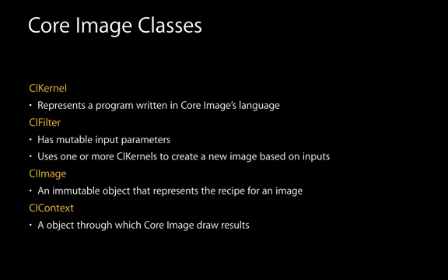Third key type is a CI image, and this is an immutable object that represents the recipe to produce an image. Just the act of creating an image does not necessarily do any real work. The actual work occurs when you render a CI image into a CI context, and that's the object through which you render results. So those are the basics.